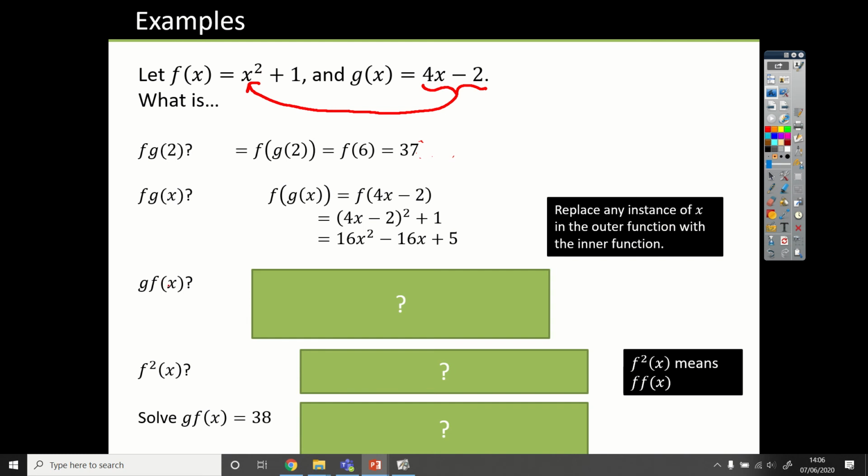If you swap them round, it's different. So this time the x squared plus 1 goes into that x there.